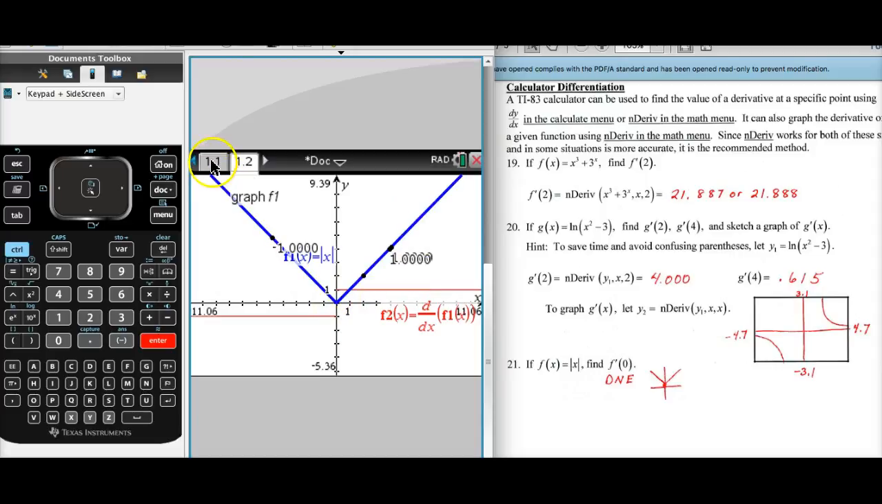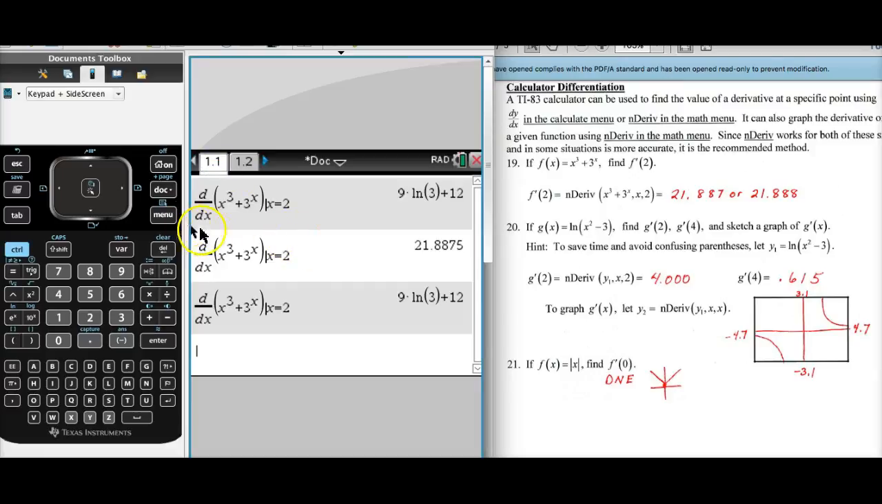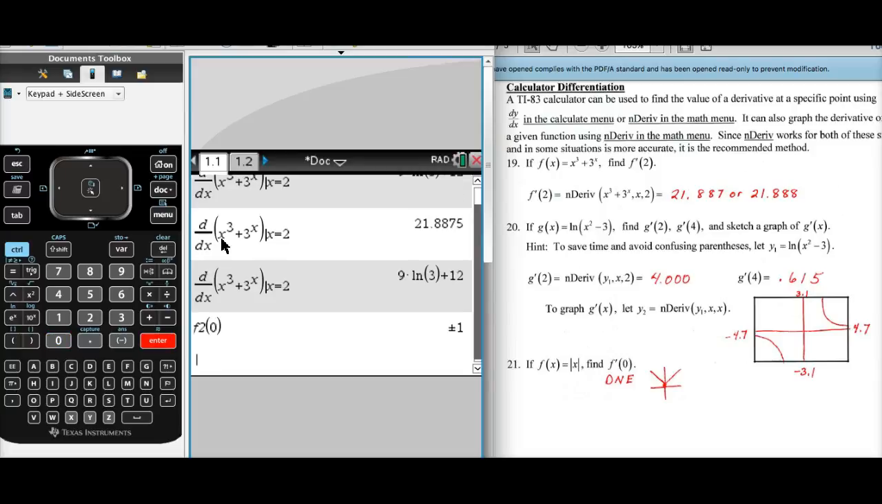Now, if I want to figure out what is the derivative at that point, I can just type in my f2, because I do have f2, and type in 0, and it says plus or minus 1. Wow, that's a little bit of an error, but it's saying from the right I got positive 1, from the left I'm getting negative 1, but when we come together, I can't have a continuous function approaching one specific number. So then the derivative does not exist at 0.